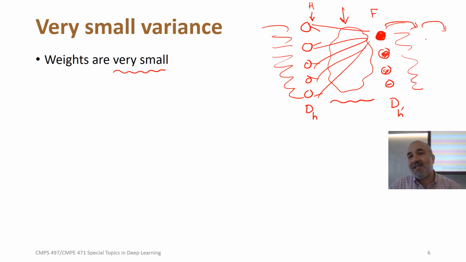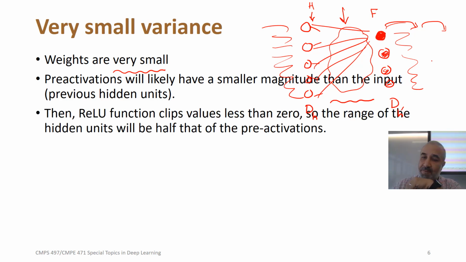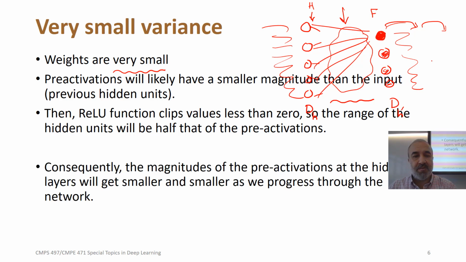And then again, this process will continue. So it will get smaller and smaller as we move forward, until we get to the output. So pre-activations will likely have a smaller magnitude than the input, which is the previous hidden units. And then the ReLU will clip it at 0, so the range of the hidden units will be even half of the pre-activation. This is what we just discussed. So the magnitude is getting smaller and smaller as we progress through the network.